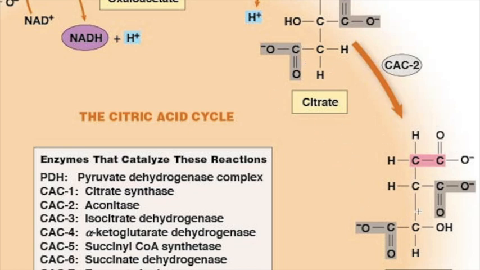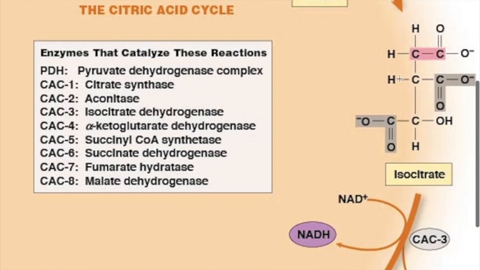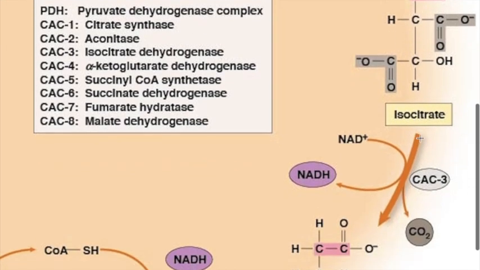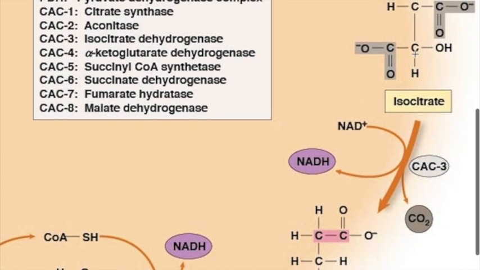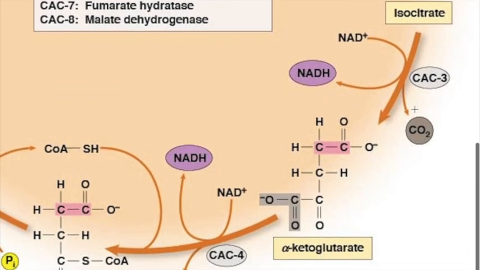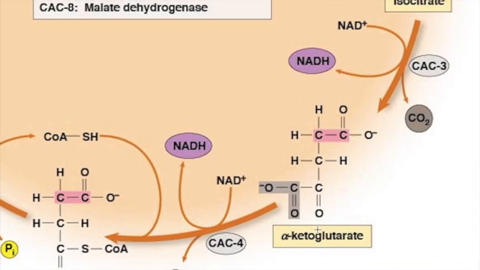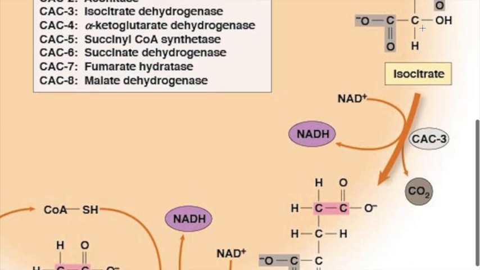So here, this molecule is transformed into isocitrate. Not much else happens there. Now we start to get to the good stuff here. So as we take isocitrate and we move to form what's called alpha ketoglutarate, what happens is that we lose our first carbon dioxide.